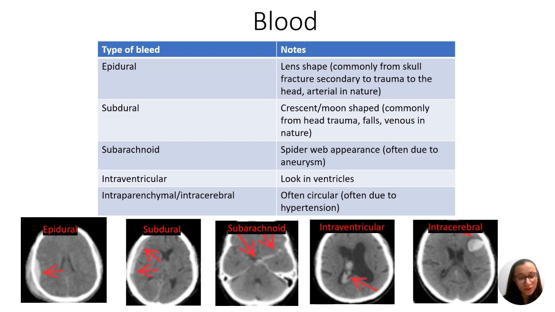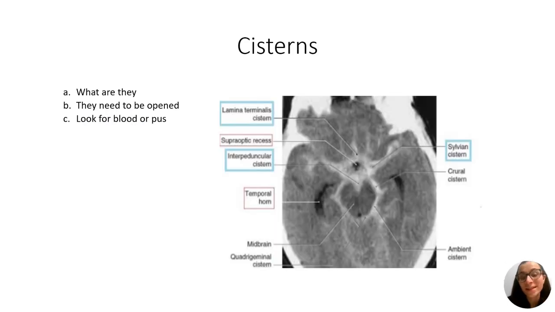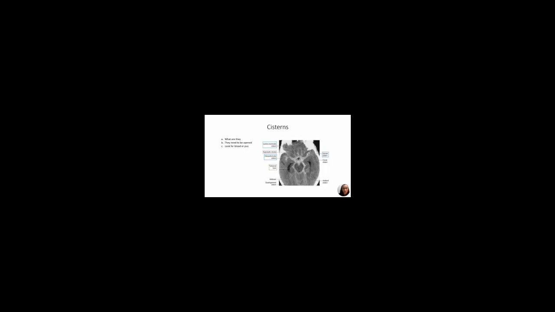Intraventricular is always going to be in the ventricles, and intracerebral is usually rounded and in the brain tissue itself. So the next one is C. C stands for cisterns. What are cisterns? Cisterns are basically spaces or cavities within the brain that are filled with cerebrospinal fluid, or CSF. They're essential for the circulation and the absorption of CSF.